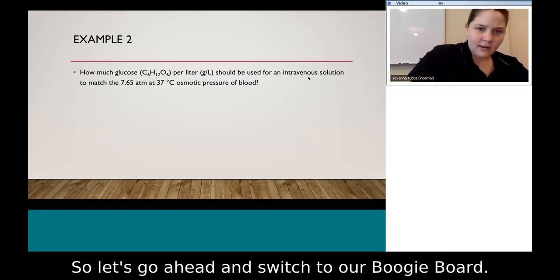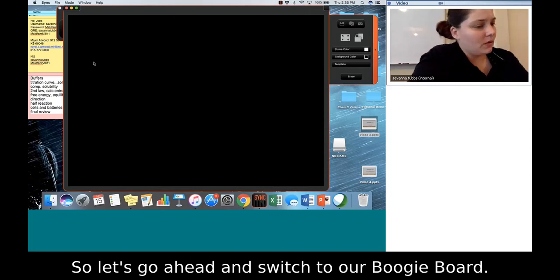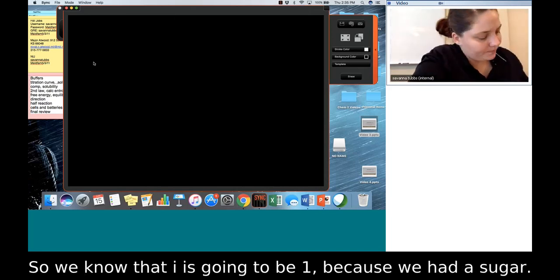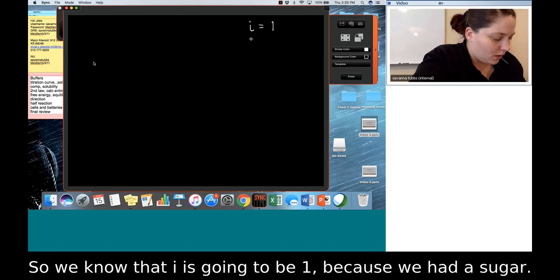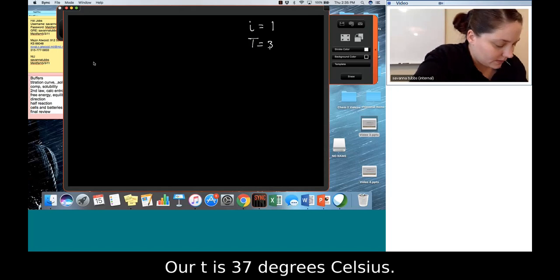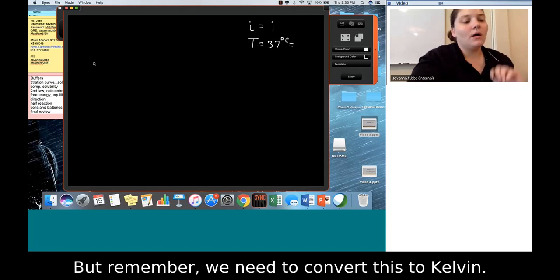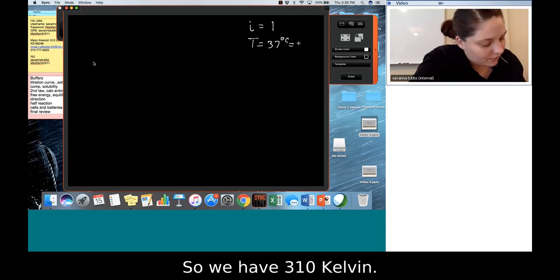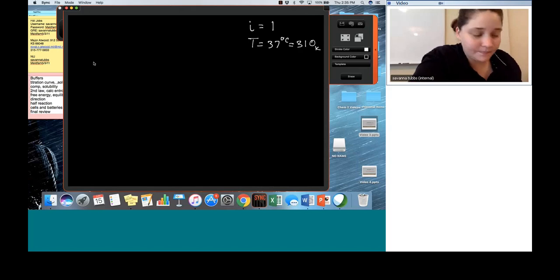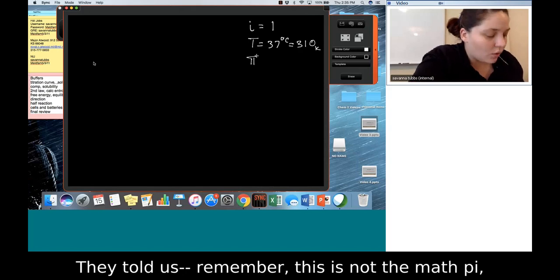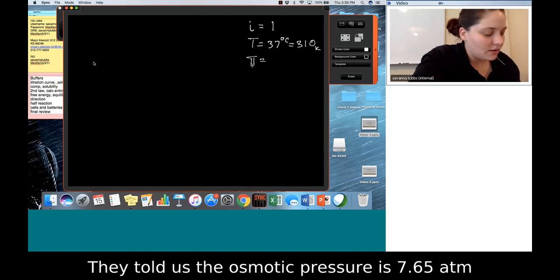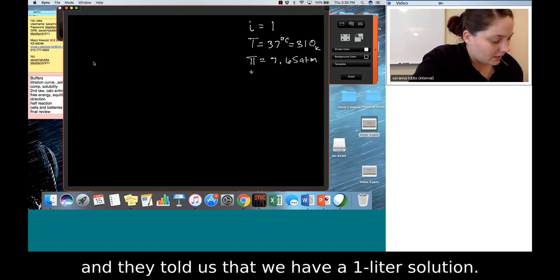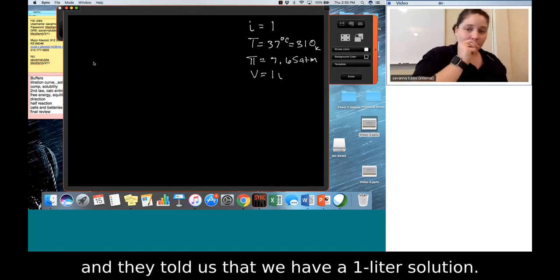So let's go ahead and switch to our boogie board. So we know that i is going to be 1 because we had a sugar. Our T is 37 degrees Celsius, but remember, we need to convert this to Kelvin. So we have 310 Kelvin. They told us, remember, this is not the math pi, it's just representing osmotic pressure. They told us the osmotic pressure is 7.65 atm. And they told us that we have a 1 liter solution.